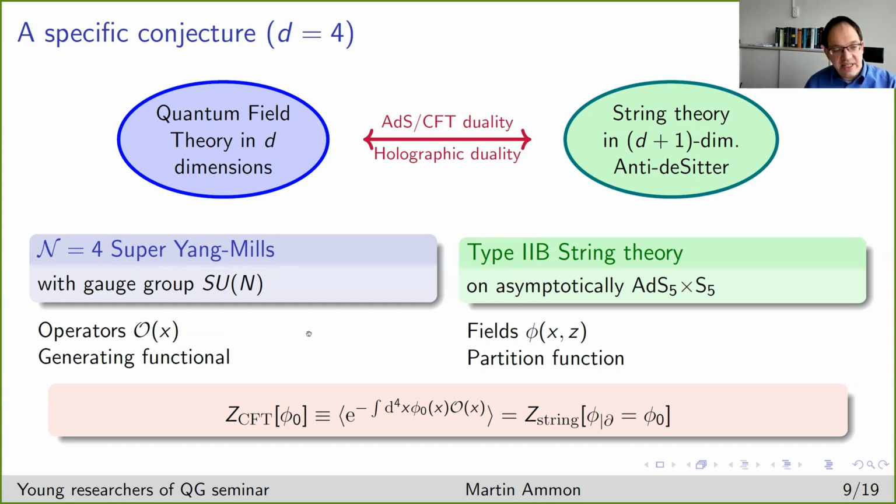But of course, in addition to that, I also have to map the dynamics. In terms of the quantum field theory, the dynamics is encoded in what we call the generating functional.